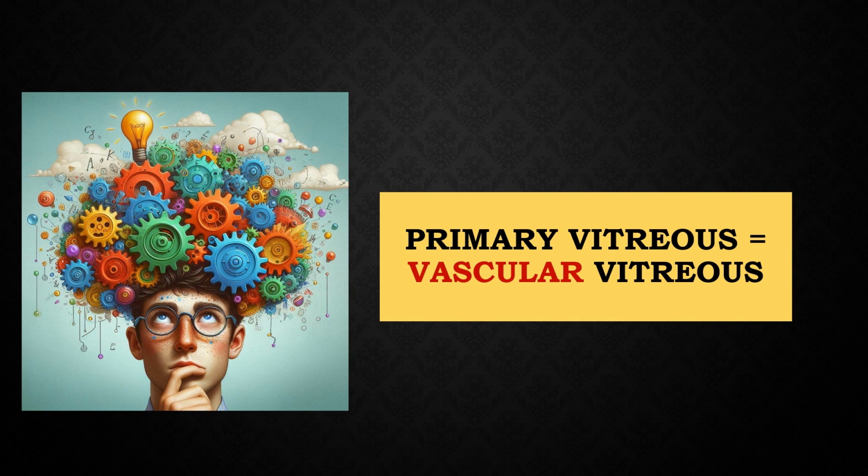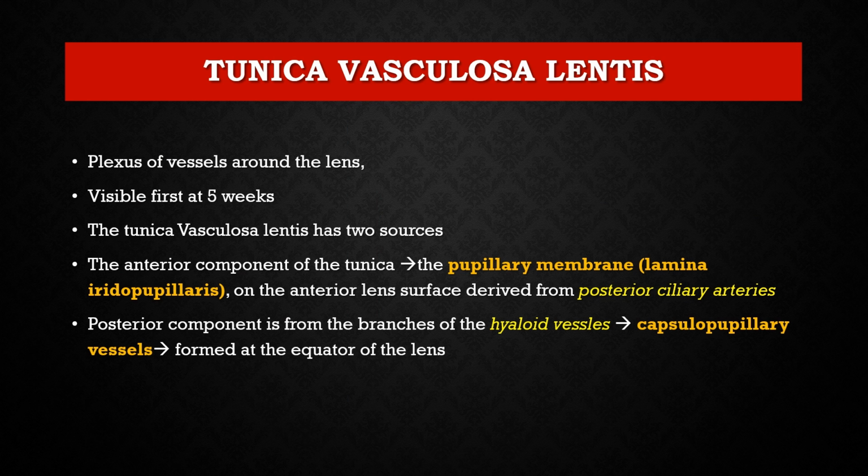So I hope that is clear. But remember that primary vitreous is basically the vascular vitreous. Now, as we discuss the primary vitreous, which is vascular vitreous, it is important to also discuss the tunica vasculosa lentis, that is the plexus of vessels which form around our lens to supply the lens during the embryological period.